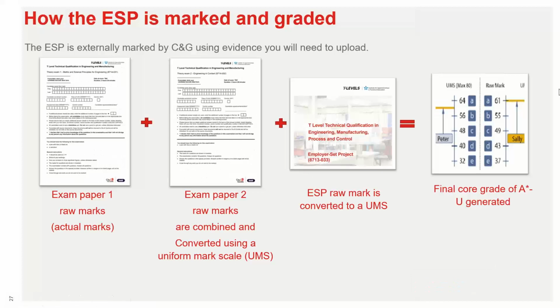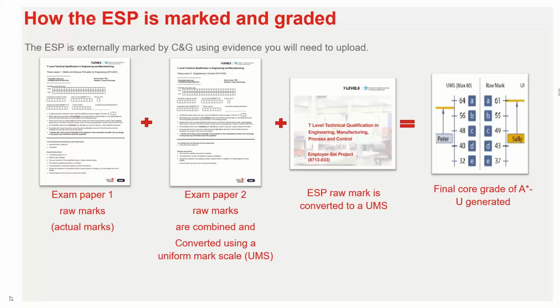So this is just a really high level overview for those of you that are interested in how this is marked and graded, and how we come up with an overall A star to U grade between the 3 different parts of the core, which is the 2 exams and the ESP. So I'm just going to give a high level overview of what it is.